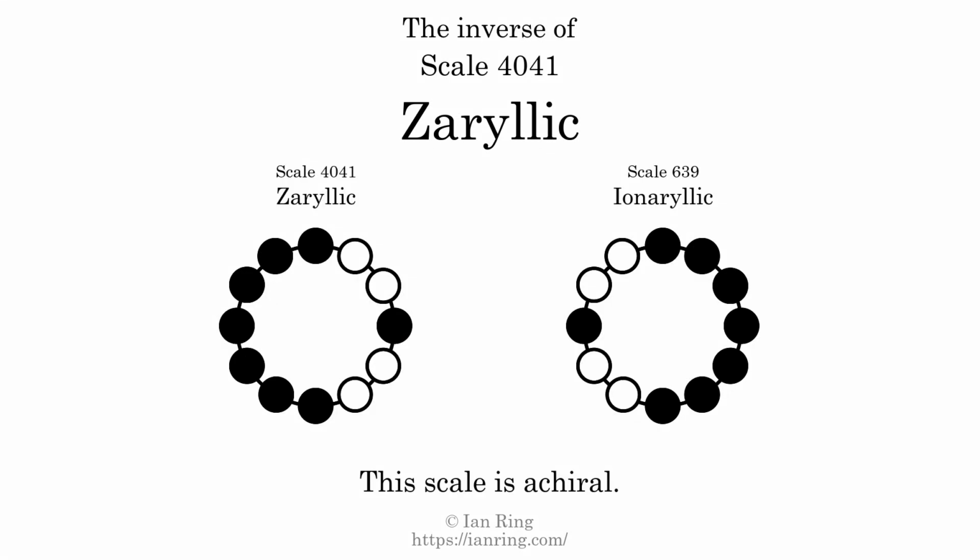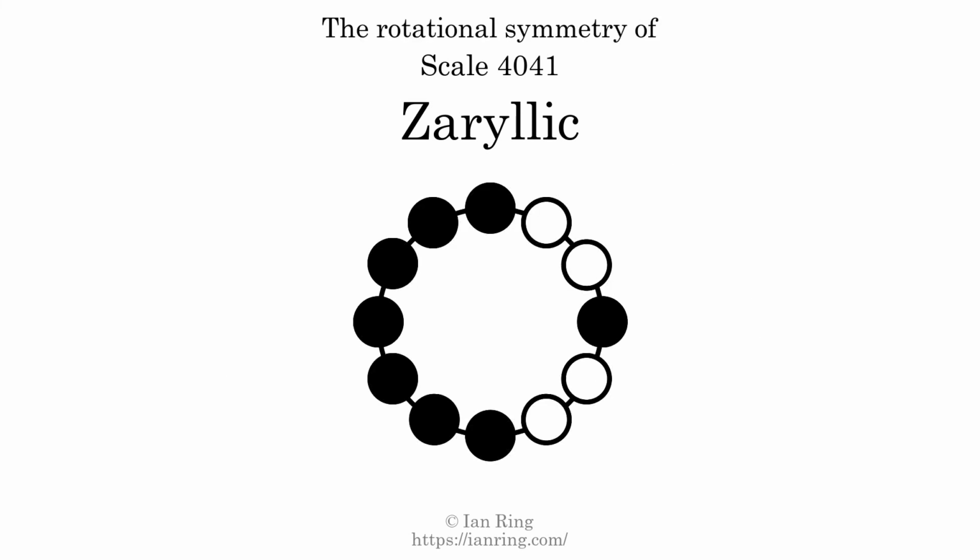The inverse of a scale is a mirror image. It is what you get when the sequence of intervals is reversed. The inverse of this scale is scale 639, also known as Zaryllic. This scale is achiral, since it can transform into its own reflection by a rotational transformation. This scale has no rotational symmetry.